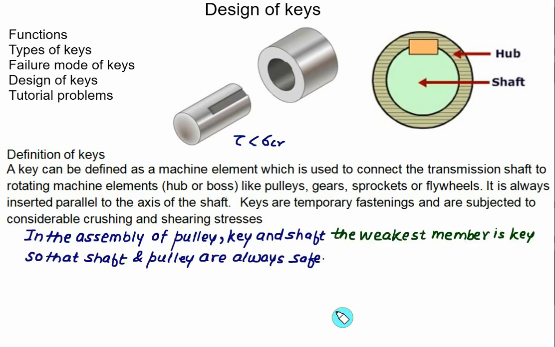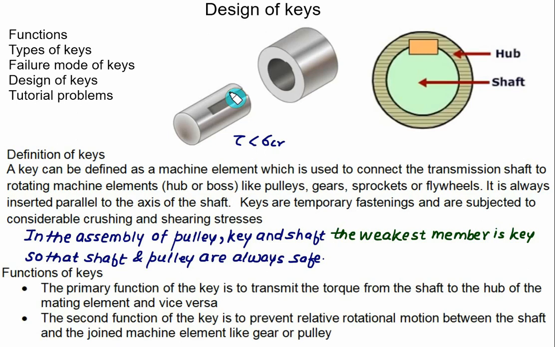For manufacturing the key, we require a very small amount of material as compared to the shaft and hub, and therefore if the key fails, we can replace the key. But if the shaft fails, the cost incurred is higher. So in the assembly of a pulley, key and shaft, the weakest member is the key, so that the key will fail and the shaft and pulley are always safe. So we can say that a key acts as a safety device for the shaft and its assembly, and because of the lower cost, it is cheap and easy to replace.